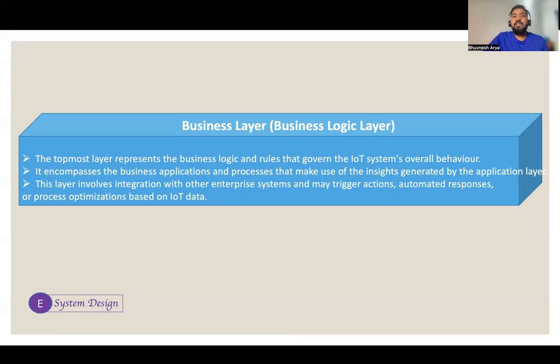And this also involves integration with other enterprise systems. There are some enterprise systems already running in your organization. You can integrate at this layer to gain some data insight, and you can marry the data coming from IoT to the enterprise data. And it may trigger actions, automated responses, or process optimizations also. And the company can take decisions based on cost optimization, energy, health and safety, and different divisions.